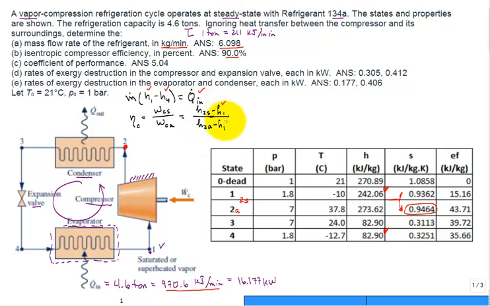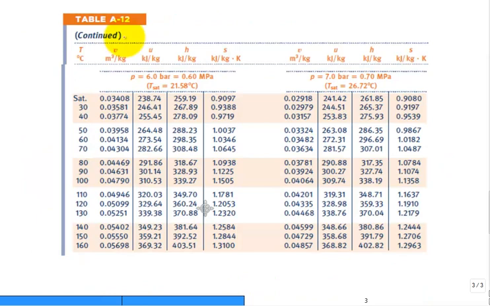So we know the inlet enthalpy. This is the enthalpy h1. We know the actual exit enthalpy right there. And so if we can compute that enthalpy, if we assume it was isentropic, then we can now compute the compressor isentropic efficiency. So what do we do? 0.9362. We'll go to our superheated table for refrigerant 134A. We know that the pressure is 7 bar. We are coming down and looking where 0.9362 fits in, and it fits in right in here.